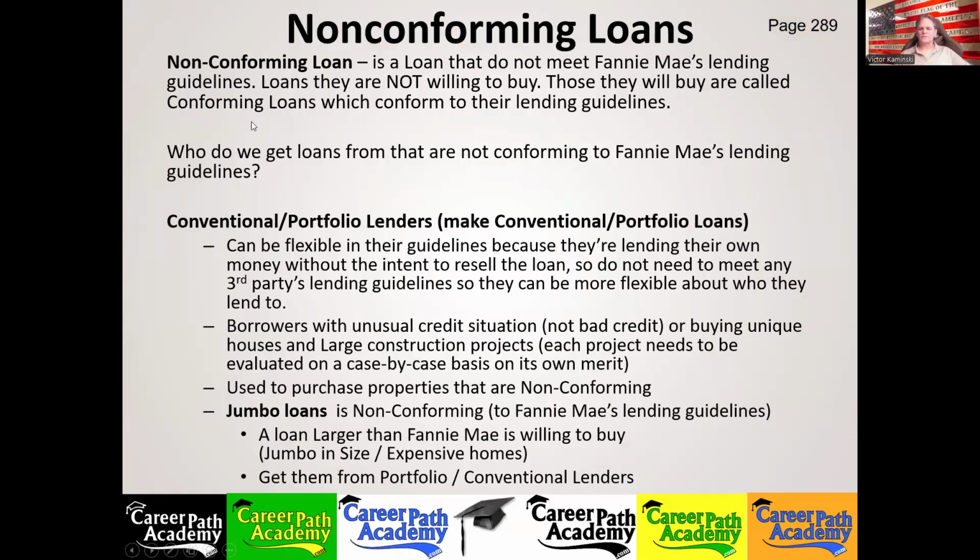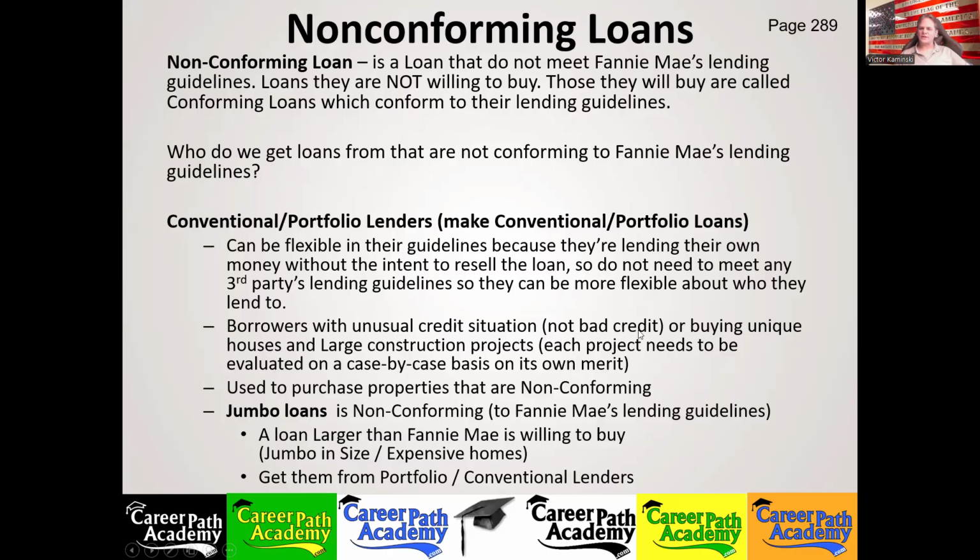So non-conforming loans: if a conforming loan is one that meets Fannie Mae's lending guidelines, then what is a non-conforming loan? One that does not, right? Simple as that. And conventional loans are those you get from portfolio lenders, or sometimes they reverse that. They say it's a conventional loan you get from portfolio lenders, or sometimes they say it's a portfolio loan you get from conventional lenders. Either way, same difference. They're more flexible because they're lending their own money. They don't need to obey some third party's arbitrary lending guidelines.